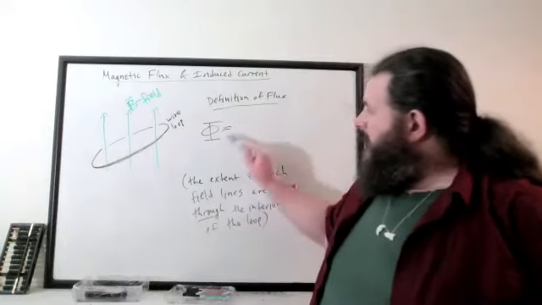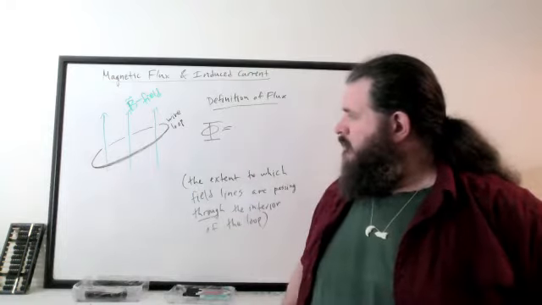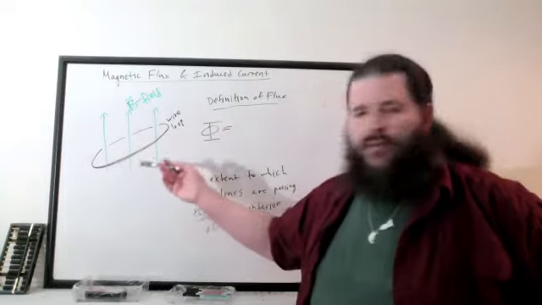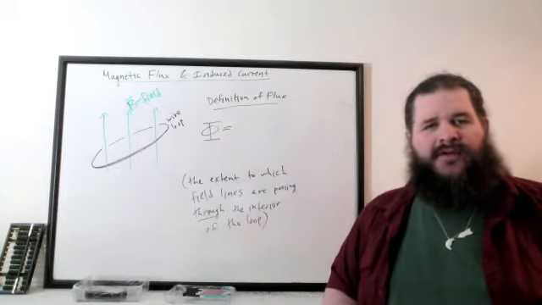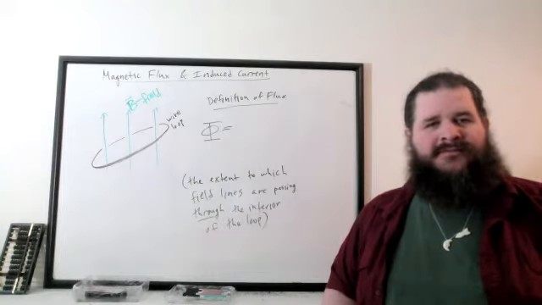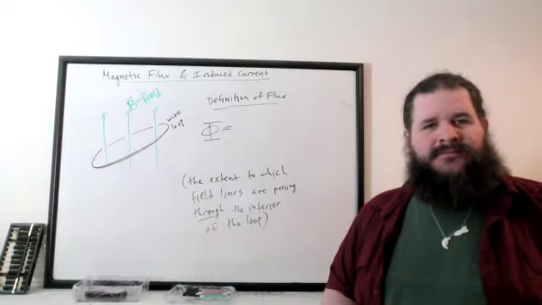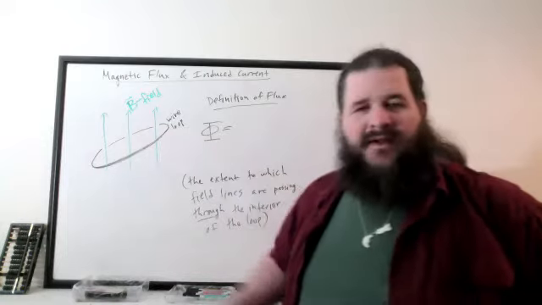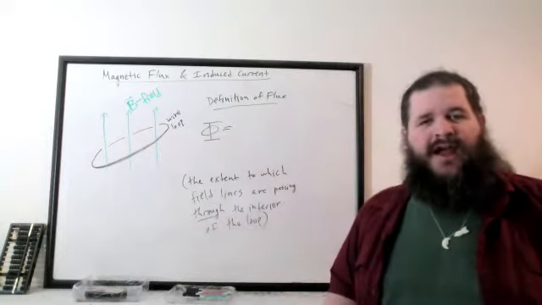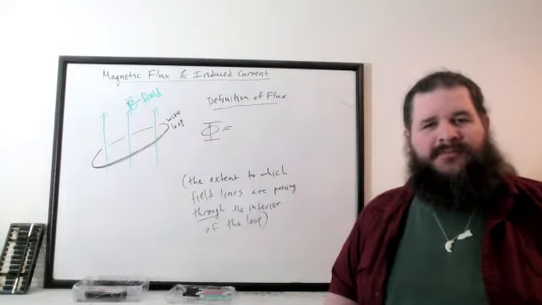We can also define it mathematically based on what quantitative properties, what things we could actually measure numerically, determine how much the field lines are passing through the loop. That is, what is it about this loop or this magnetic field or how they're related to each other that determines how much the field lines are passing through the loop?